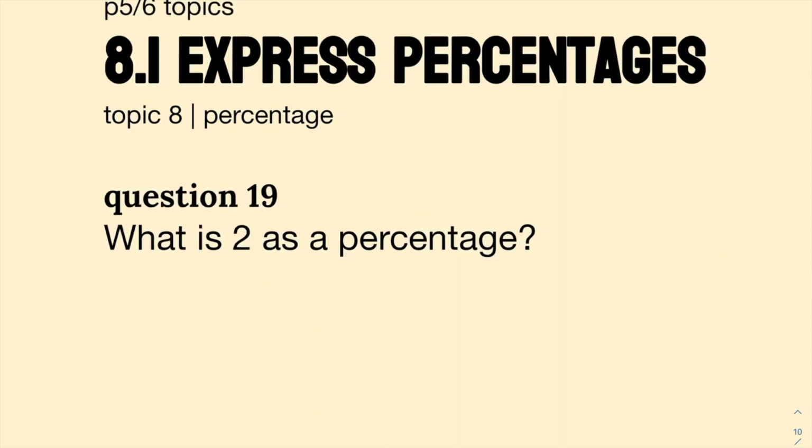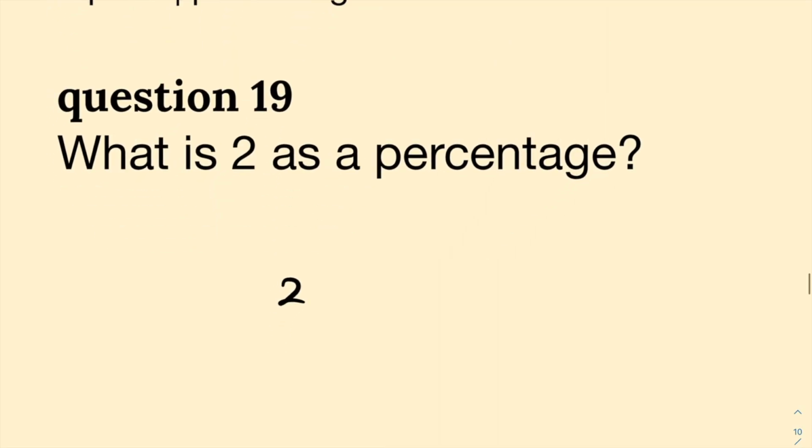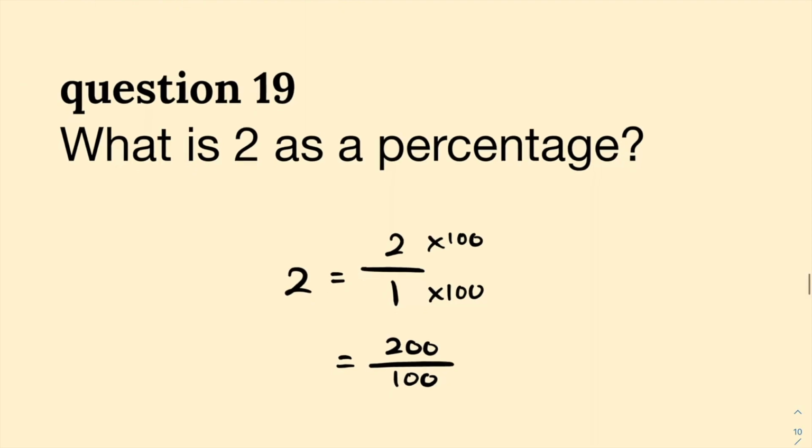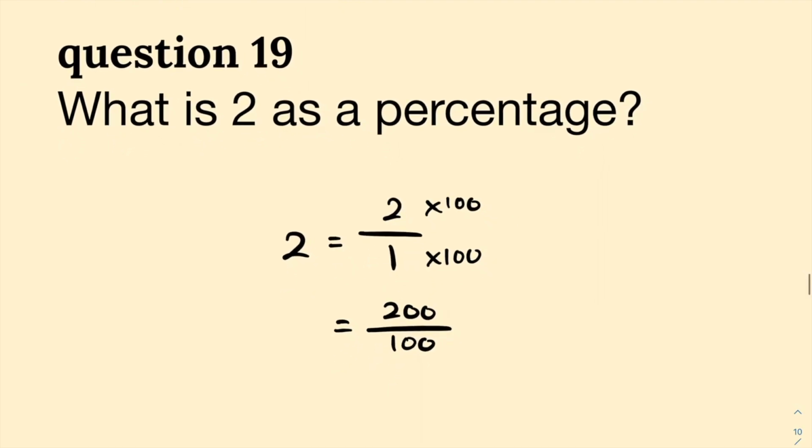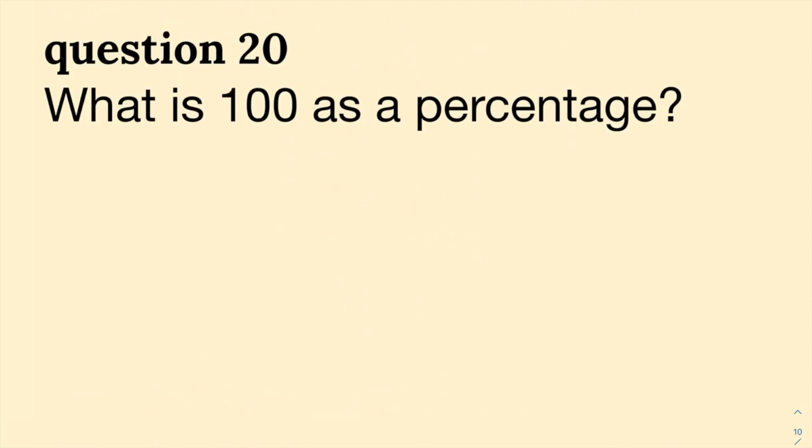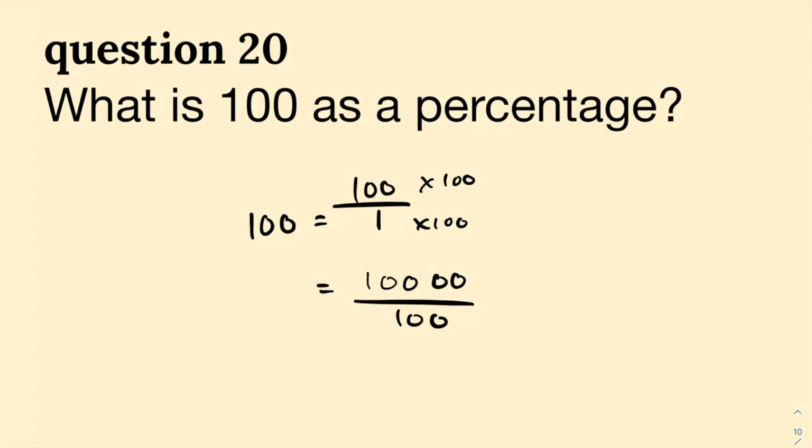Okay, what is 2 as a percentage? Well, first let's write 2. And we can write 2 as 2 over 1. And we're going to multiply by 100, top and bottom, to obtain a denominator of 100. Now that we have 200 over 100, we can say the answer is 200%. What is 100 as a percentage? The same thing we've been doing for the past few questions. We'll take 100, write it as 100 over 1, multiply by 100 top and bottom, which means we have 1 and 4 zeros up at the top. That's 10,000. Well, that's 10,000% right there.